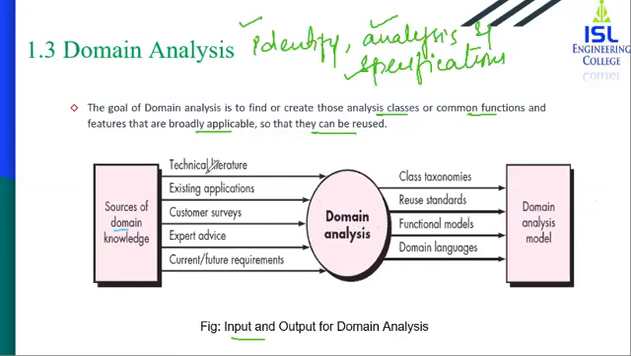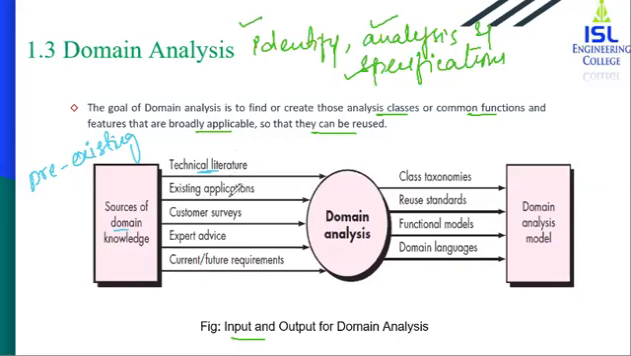The first one is your technical literature. Technical literature means you're going to identify the pre-existing features. Whenever you're designing a particular software, you identify the features that are previously available in the market. When you identify the pre-existing features, that is called your technical literature. What were the previous applications, and what functions did they have, is going to be identified.